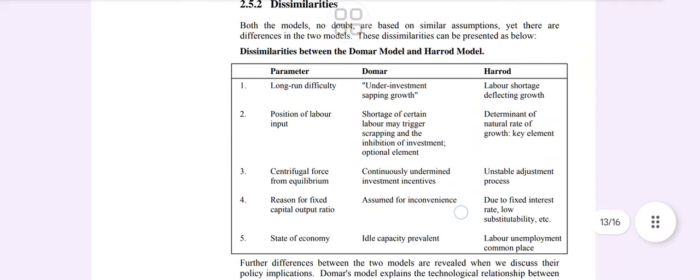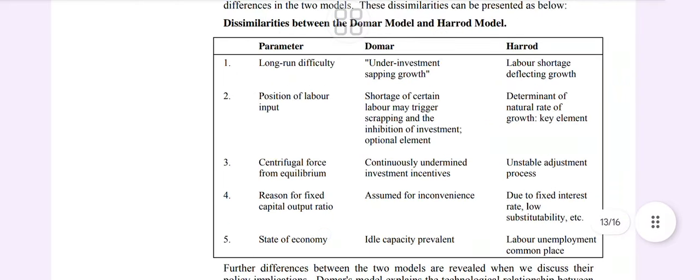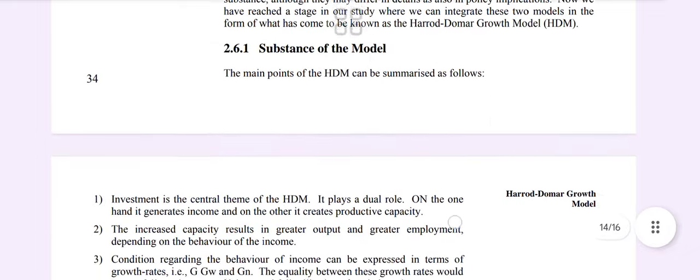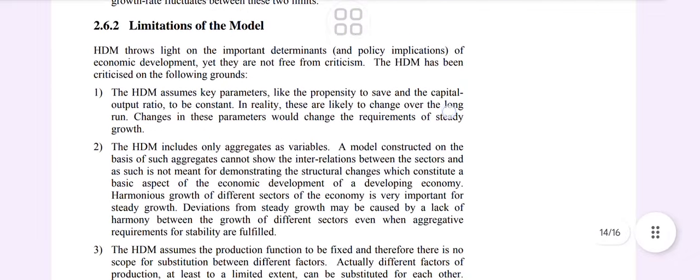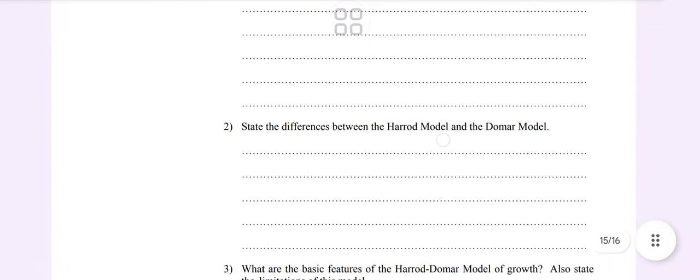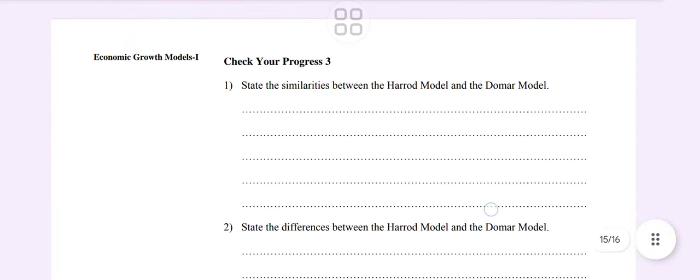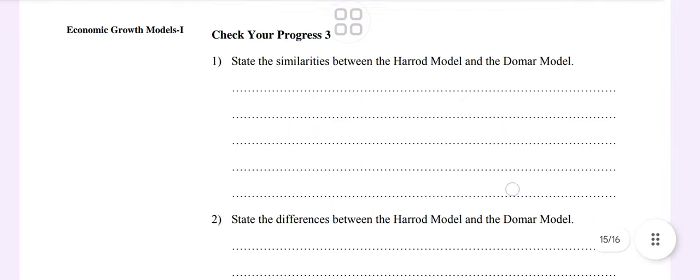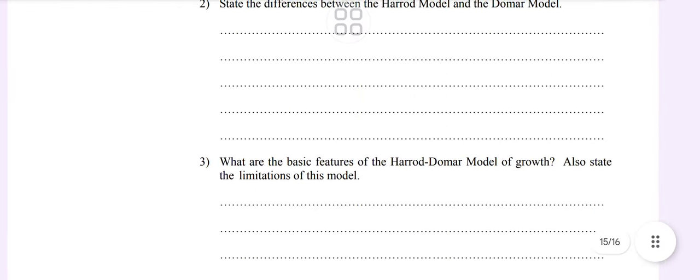Now what are the dissimilarities? I have given you a chart. Here you can see, under Harrod and Domar, the five aspects on the basis of which I have given you the dissimilarity. So the Harrod-Domar growth model: these are the substance of the model, these are the limitations of the model. Okay, so now three questions I am giving to you. State the similarity, state the difference, and what are the basic features of both the models.